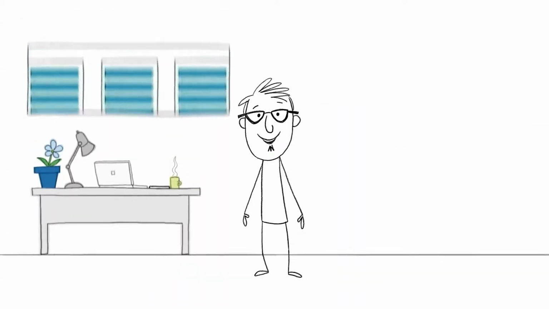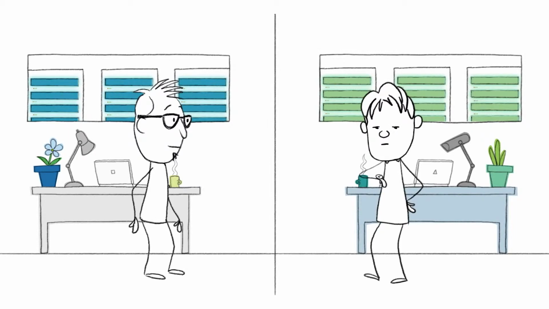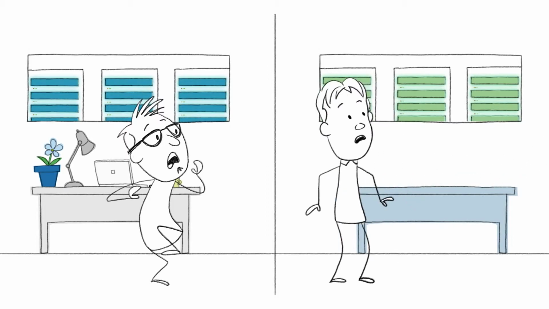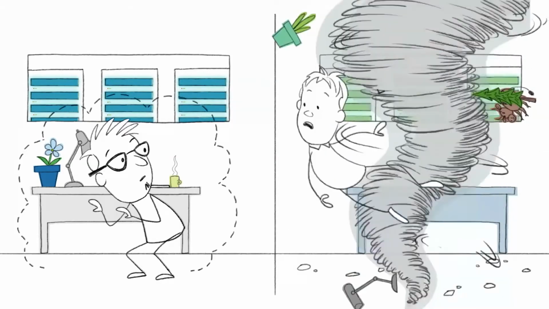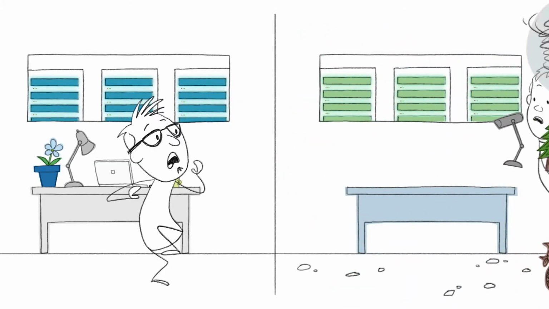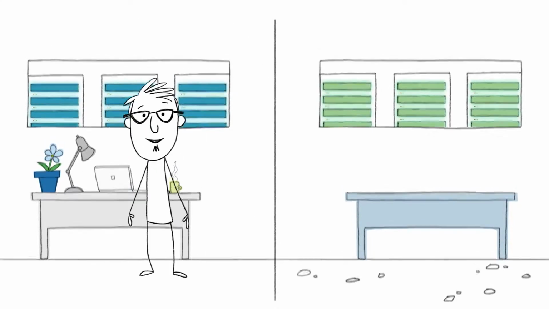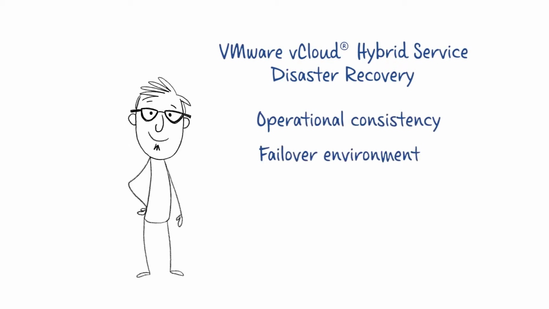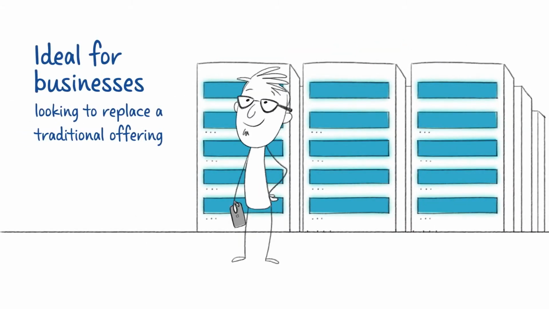Let's be frank, many mid-market businesses are taking serious risks by operating without a solid DR solution in place. Some have a plan, but have been slow to implement it because of the expense and expertise involved with a traditional in-house DR solution or managed service. Other businesses have a limited DR plan in place, providing marginal coverage. In each of these cases, company operations are at risk in the case of a local disaster or disruptive event. By contrast, vCloud Hybrid Service Disaster Recovery enables operational consistency, providing a failover environment for dependable recovery of your critical applications and data. It is ideal for businesses with limited or no DR solution in place, and for businesses looking to replace a more expensive and complicated traditional offering.